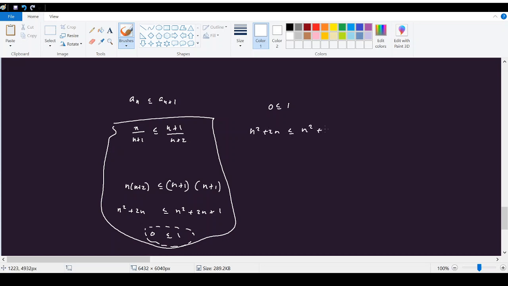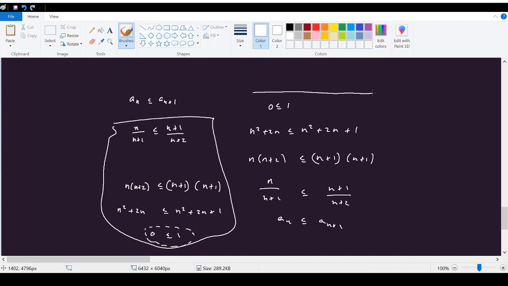sides, n squared plus 2n to both sides, and then it becomes n squared plus 2n plus 1, and then this is n plus 1 times n plus 1. So by cross multiplying, you can obtain this one. Okay, so that means an is less than or equal to an plus 1. So this is the way, if you are writing the answer for the exam, this is the one you should write. And this goes for the rough work.